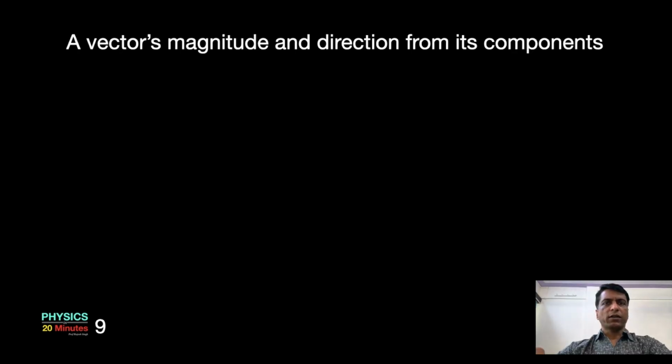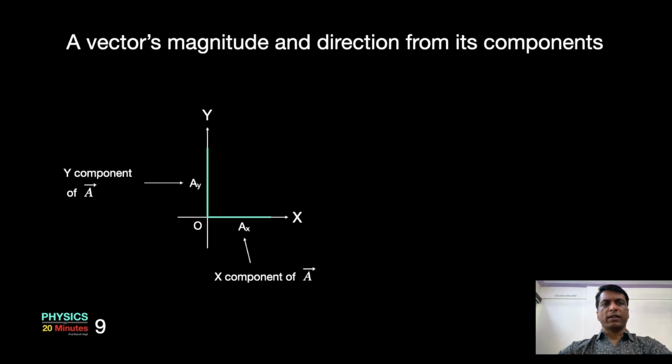Now let's see, if the components are given, then how do you get the magnitude and direction of a vector? Let's take our x and y axis. Let ax be the x component of A. Let ay be the y component of A. I can complete the parallelogram. The side opposite to ay will be ay. I can draw the diagonal vector. Its magnitude is A, and its angle with positive x-axis in an anti-clockwise sense is theta.